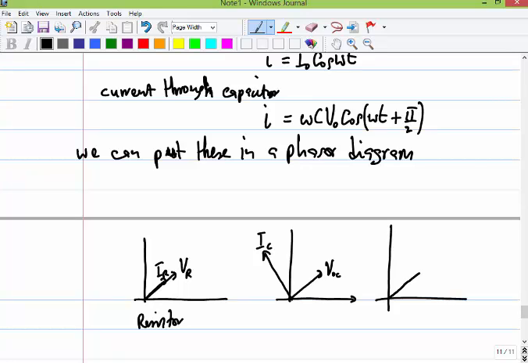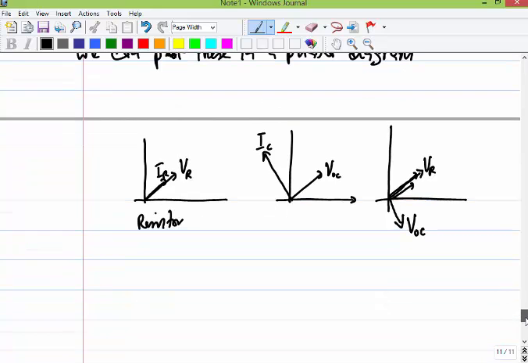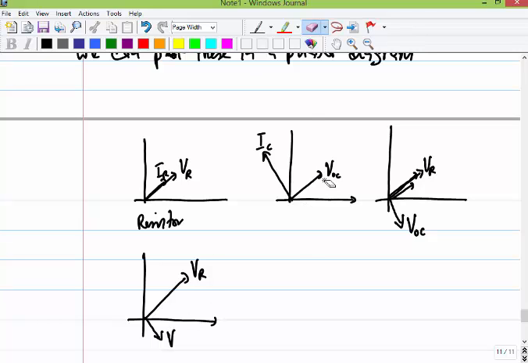We have the voltage in the resistor this way, and the current is in the same direction. If we flip the current through the capacitor so it lies in the same direction, then we shall have the voltage in the capacitor over here. And so the currents are all now in the same direction. Just looking at the voltages alone, we have the voltage in the resistor VR and the voltage in the capacitor V naught C.